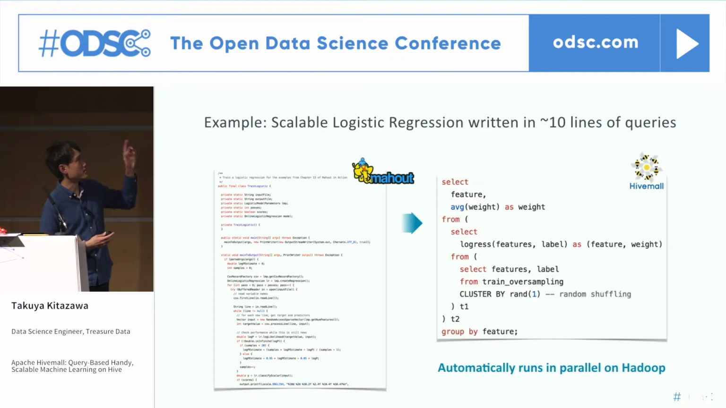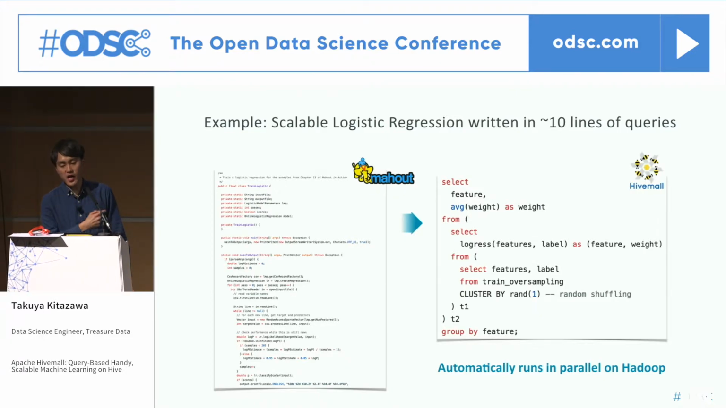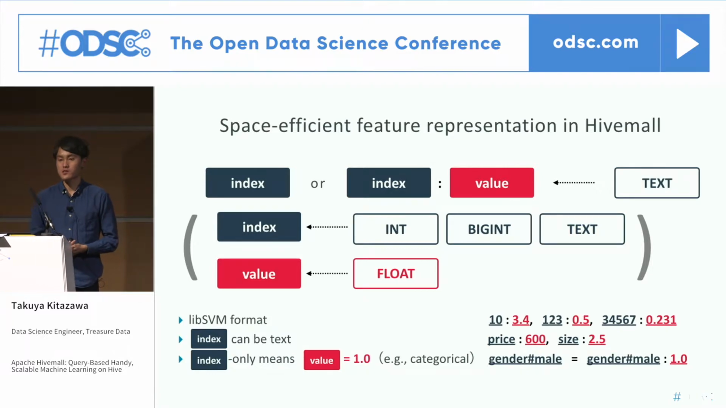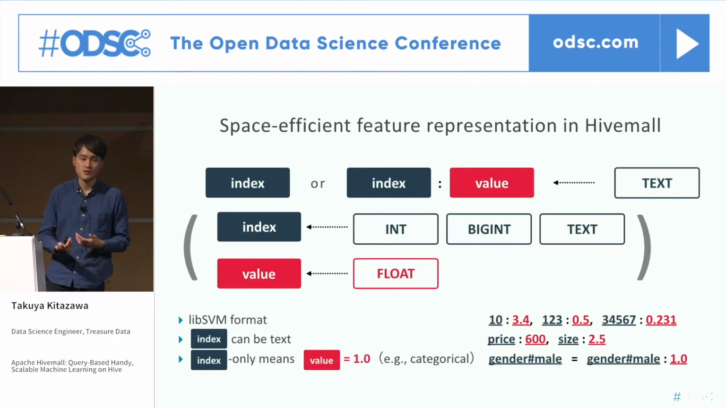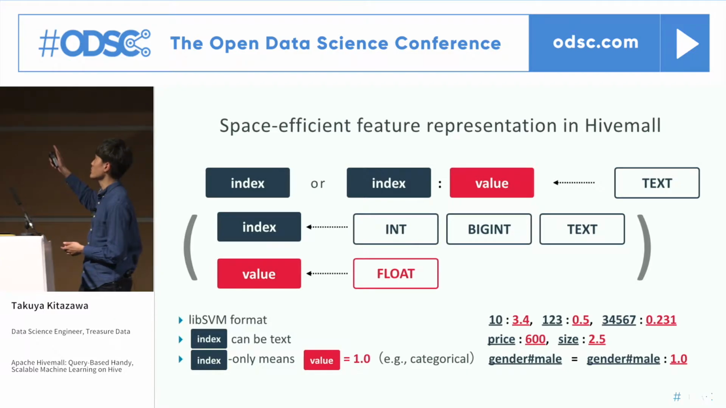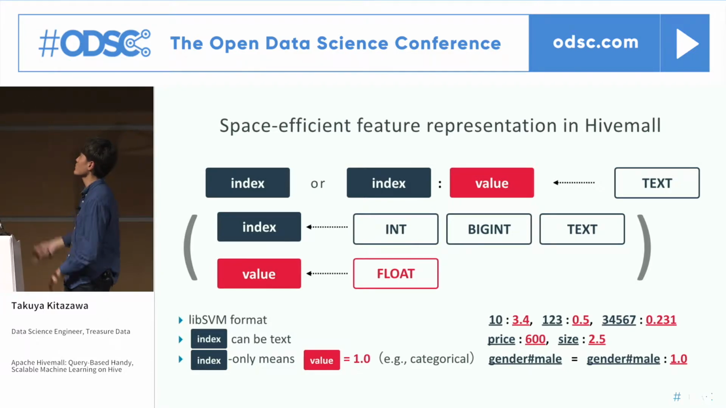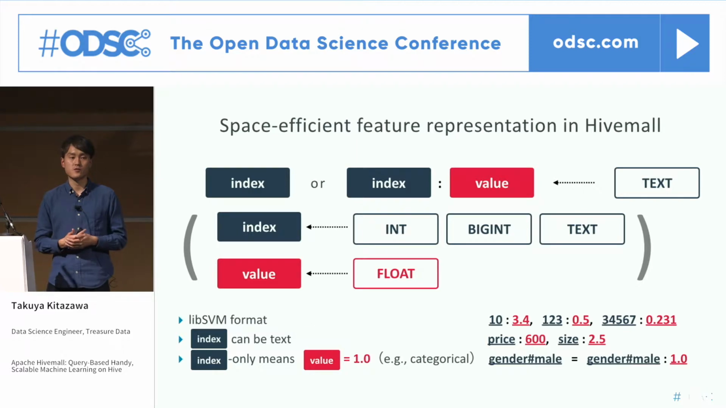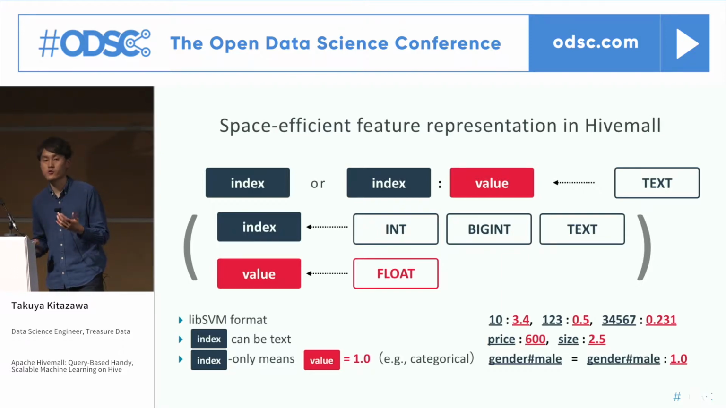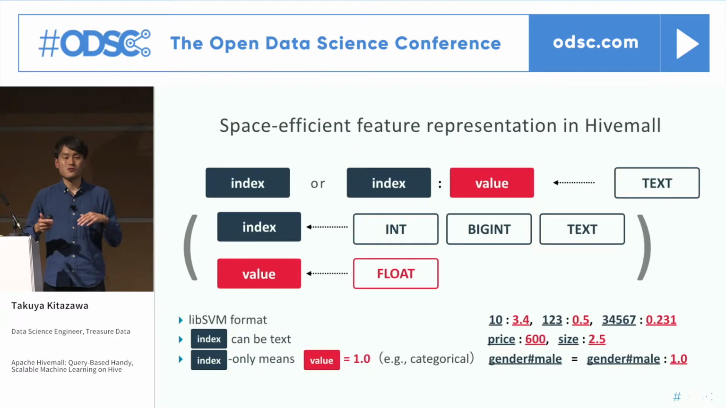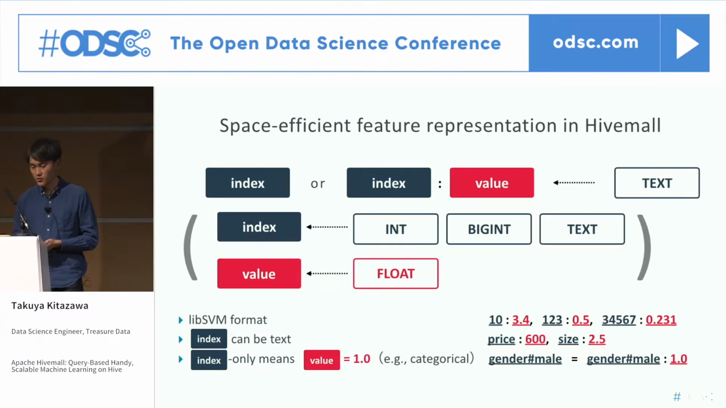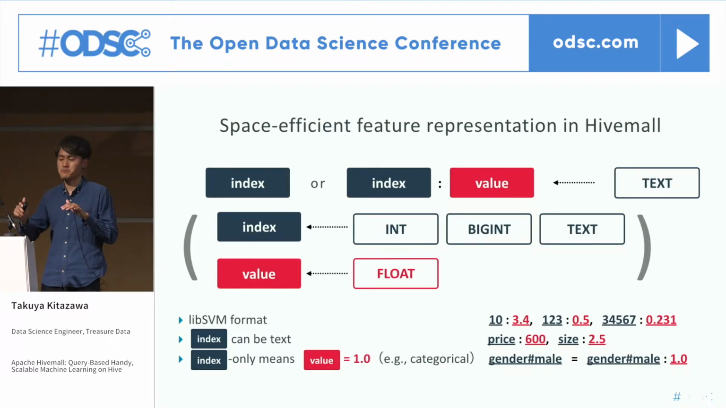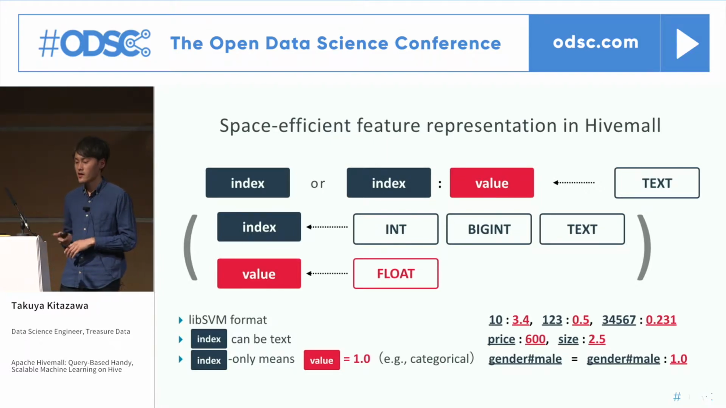All right, let's dive into the details of this query. In terms of feature representation, Hivemall supports space-efficient feature representation, which means you can take advantage of the sparsity of the input vector. I guess you already know about the feature representation named libsvm format. The open source library libsvm has a specific representation of input data named libsvm, which is very useful to represent your features in a sparse feature vector. So Hivemall basically follows that representation, but there are some extensions in it. But basically, it follows the libsvm format.